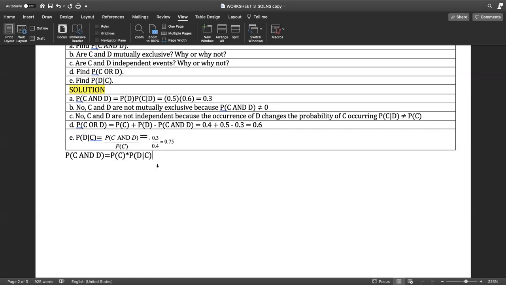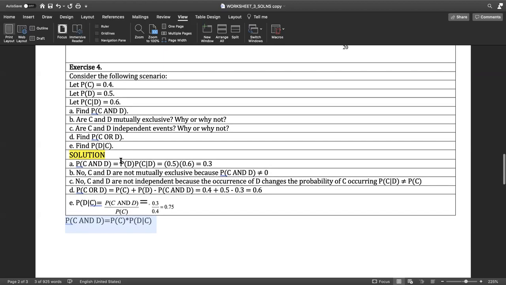Either way is correct. Okay, now, if we solve this equation for the probability of D given C, we get this equation up here. The probability of D given C is the ratio of the probability of C and D divided out by the probability of C. Does everyone follow that now?